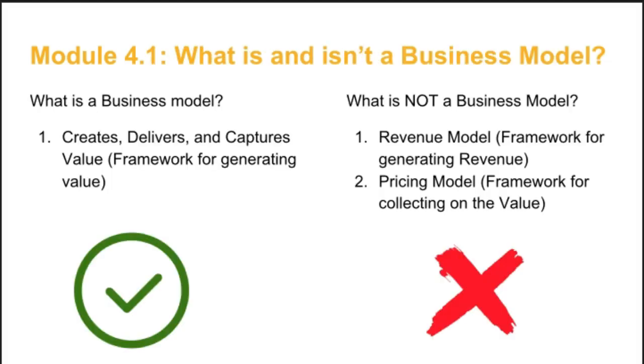Let's start by getting a better understanding of what is and isn't a business model. A business model is a framework for creating, delivering, and capturing value. Business models, revenue models, and pricing models are often confused with each other. To highlight the difference between the business models and revenue models, you can think of all these as frameworks. Business models are a framework for generating value. Revenue models are a framework for generating revenue. And pricing models are a framework for collecting the revenues on the value your product creates. It may seem like a subtle difference or semantics now, but it's actually pretty significant. We'll talk more about revenue models and pricing later, but let's take a closer look at what's in a business model.